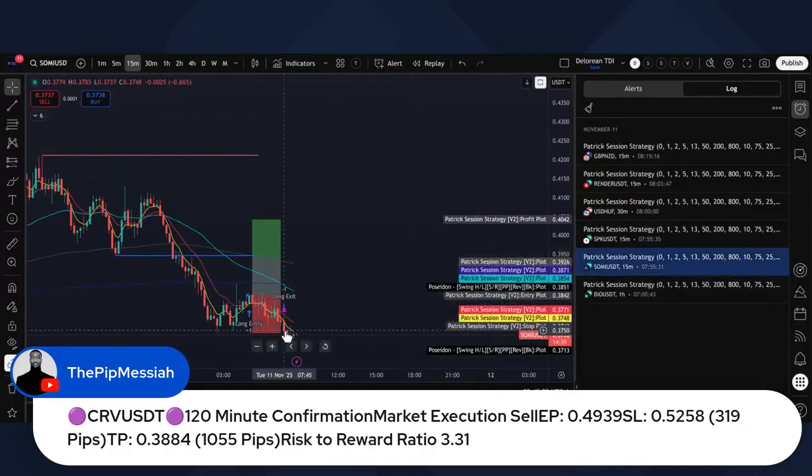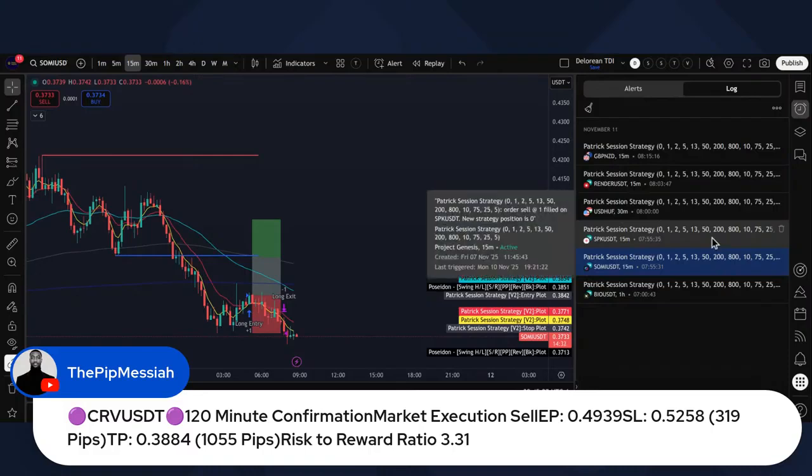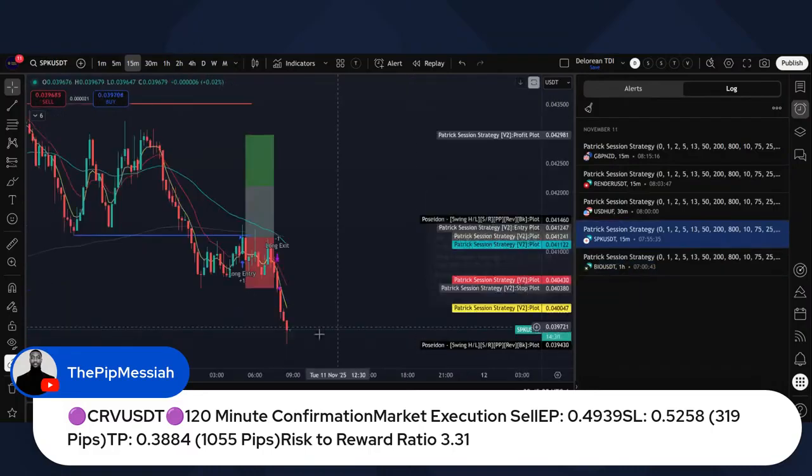SOMI versus Tether. Invalidated trade, hit stop loss. Don't know why I was calling all these buys when there's a sell bias, but that's fine. SPK versus Tether, same thing. It's a sell.